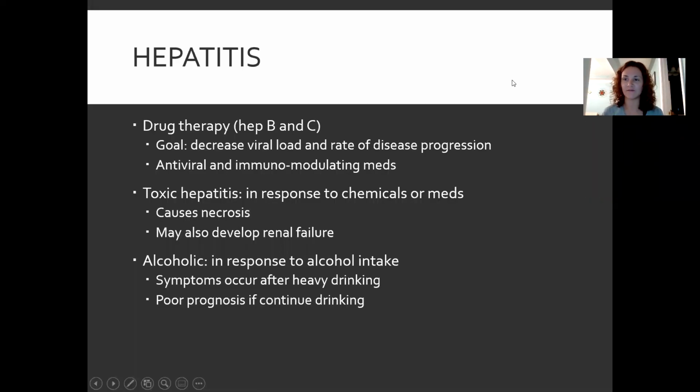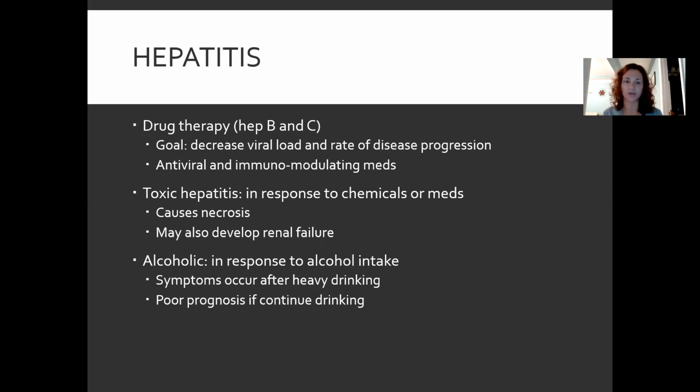Okay, additional management of hepatitis is drug therapy for Hep B and C. The goal is to reduce the viral load and the rate of the disease progression. So we want to slow it down, get it under control, and support their symptoms. There are antiviral medications for Hep C, and then we would re-give the Hep B vaccine and the Hep B immunoglobulin medications.